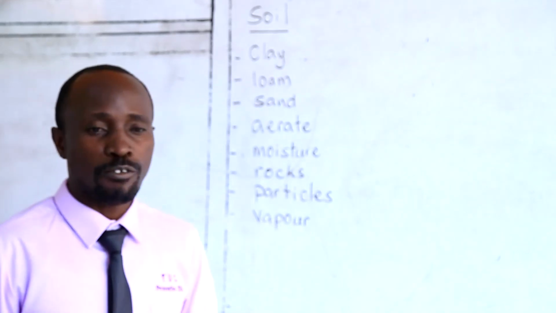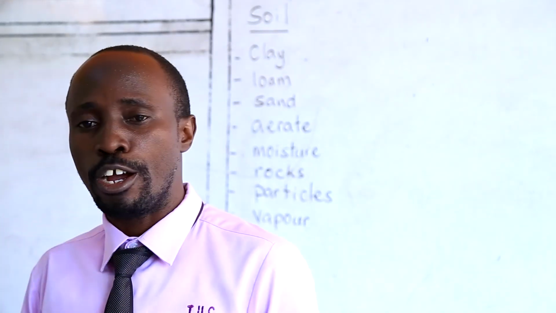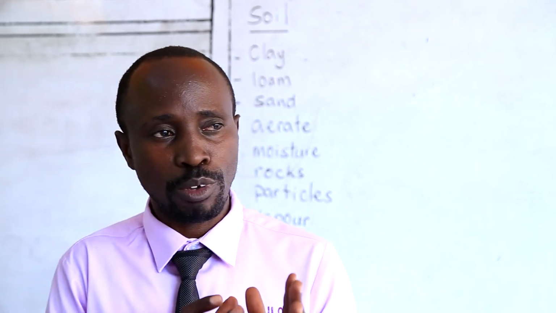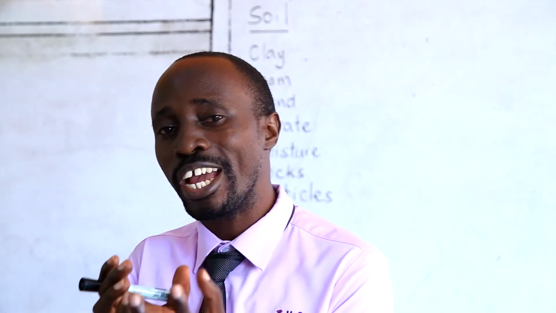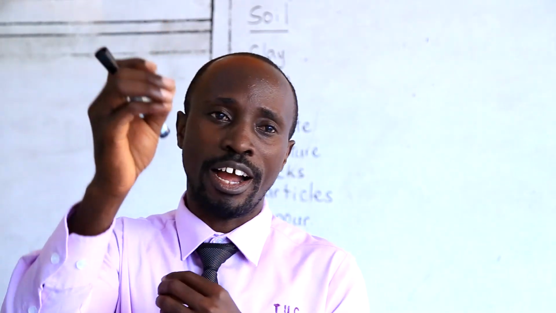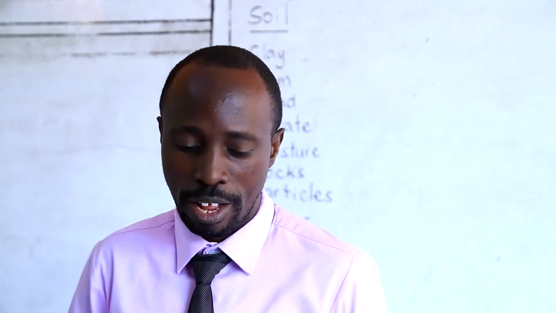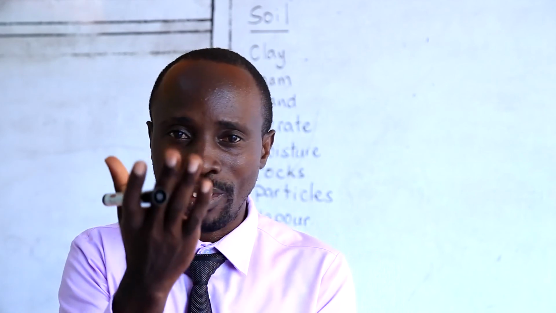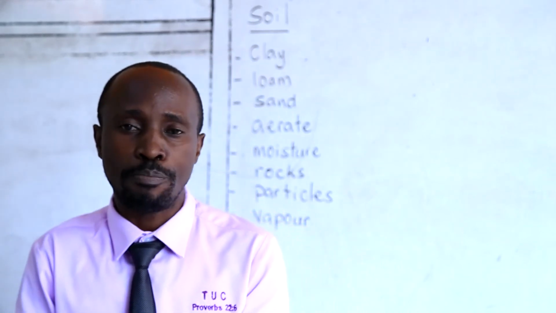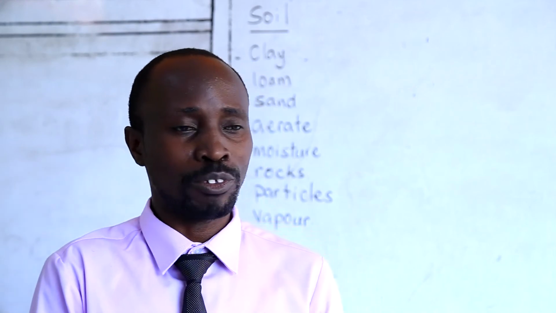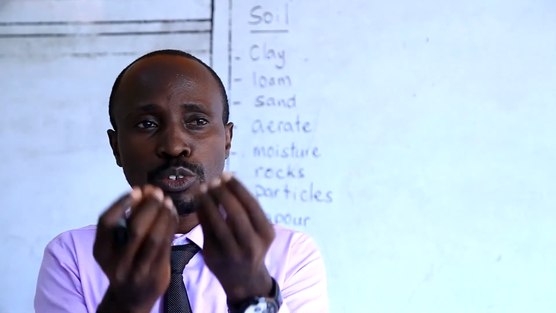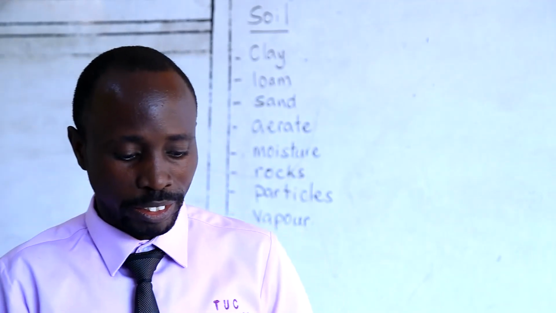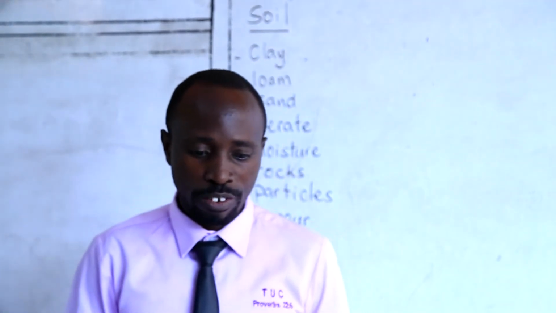Then vapor. Vapor is simply water in gaseous state. When I say gas, it means water has changed from being a liquid to a gas. That is what we call vapor. You all know when they give you hot food, there is smoke coming out of the food. That is what we call vapor. When you're boiling any substance, you see some steam coming out. That is what we call vapor. All right, I want to end here for this lesson.